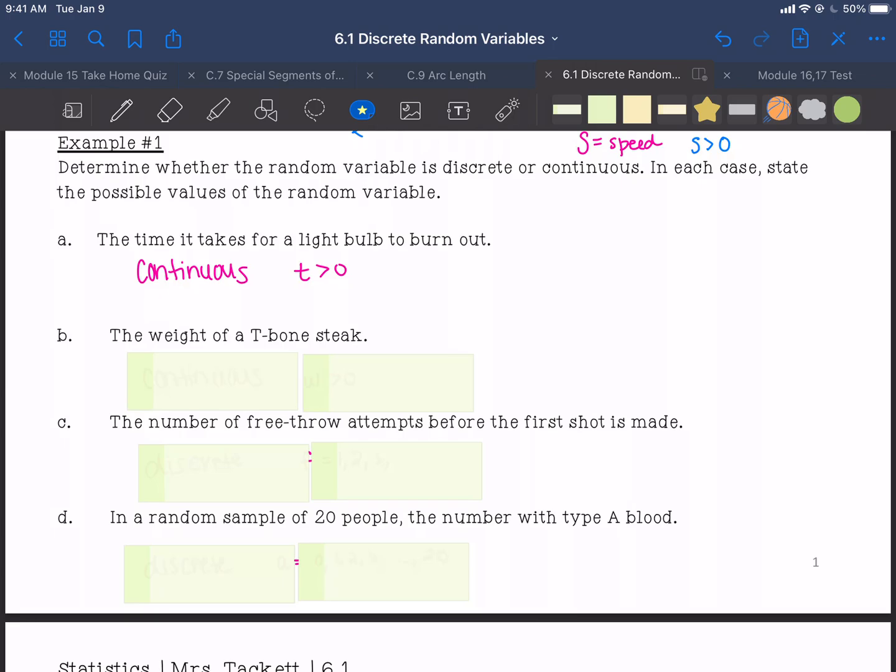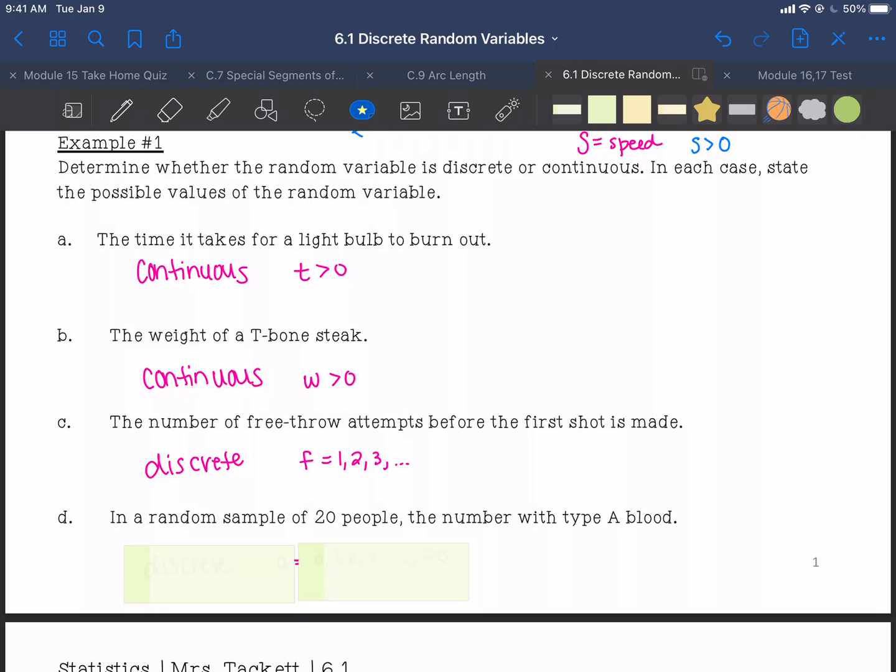All right, B, the weight of a T-bone steak would be continuous, and the weight could be anything greater than 0. So you could have a 10.5 ounce T-bone steak. All right, so you're not just going from 10 to 11, it could be anything in between those as well. C, the number of free throw attempts before the first shot is made, that would be discrete. And our possible values is we could make it on the first one, we could make it on the second one, we could make our first one on the third one, and so on.